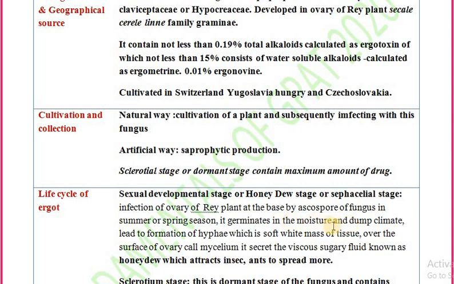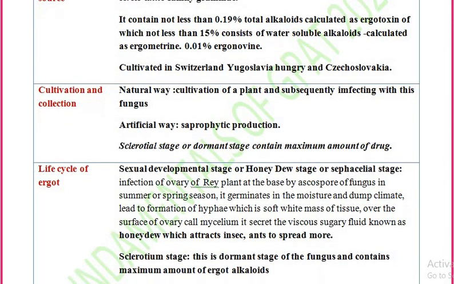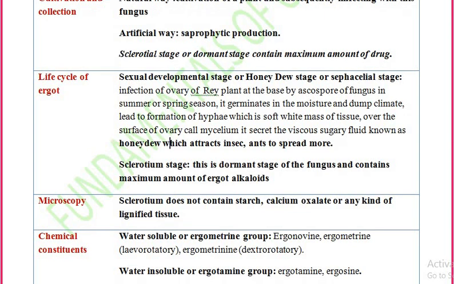Then it germinates in moisture and damp climate, leading to formation of hyphae, which form a soft white mass of tissue. Over the surface of the ovary there is a cell mass called mycelium, which secretes a viscous sugary fluid known as honeydew. The honeydew attracts insects and other microorganisms to spread the infection. So this is the sexual development stage, also known as the honeydew stage or sphacelial stage.